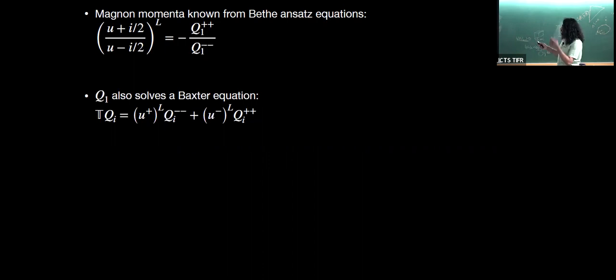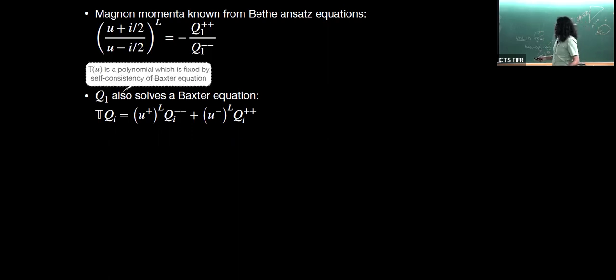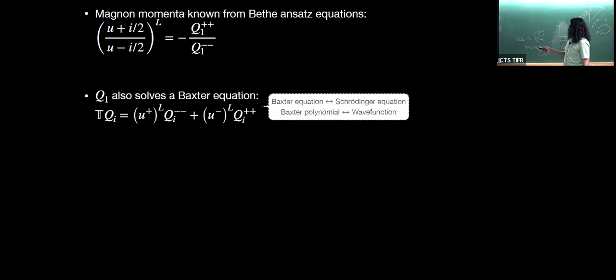All right. Another thing to notice, and it's a good point because it relates to what you said, is that the Q1 also solves what's called a Baxter equation, which is just a finite difference equation, which looks like this. And if you see, it's very similar to the Bethe-Ansatz equations. And over here, T of U is a polynomial which is just fixed by self-consistency of the Baxter equation.